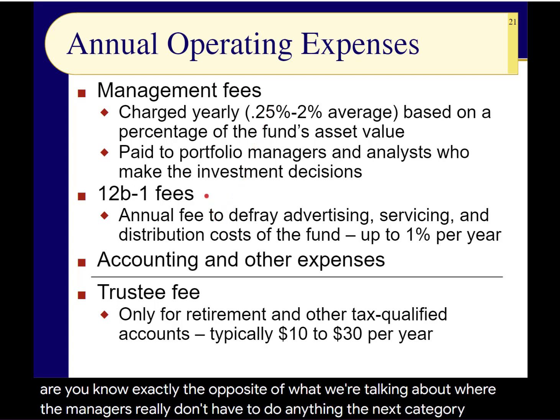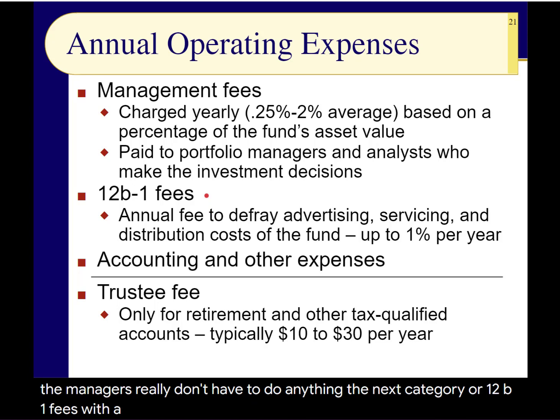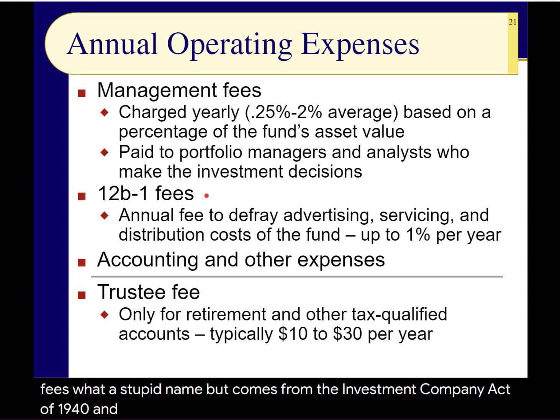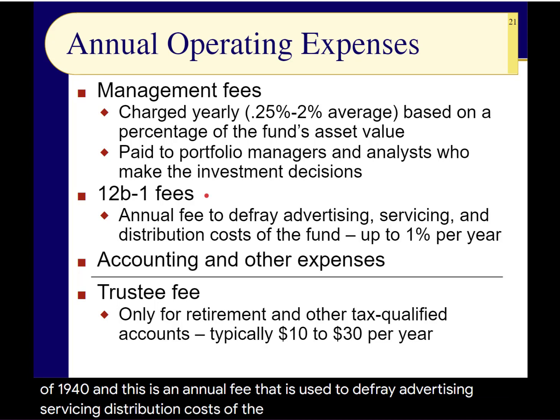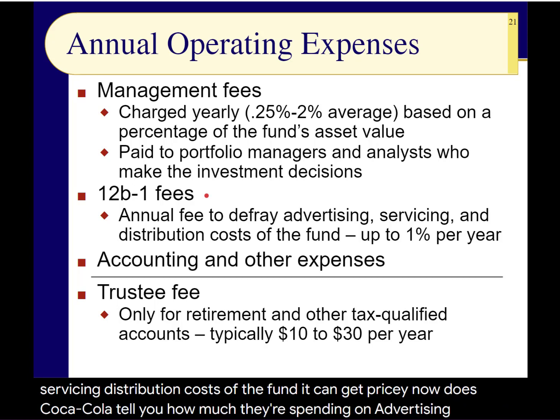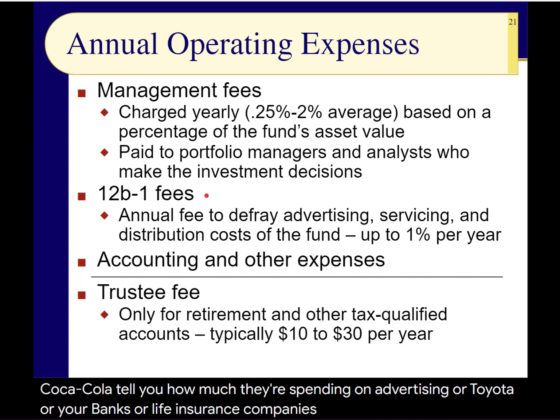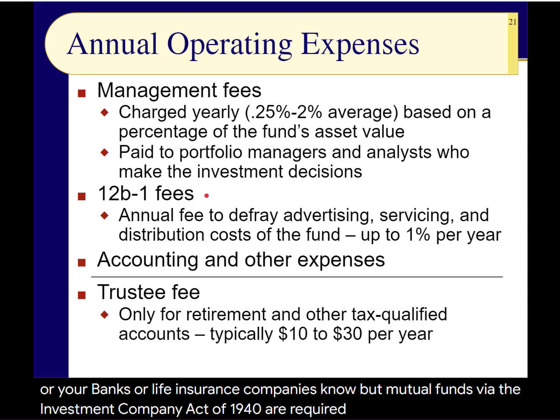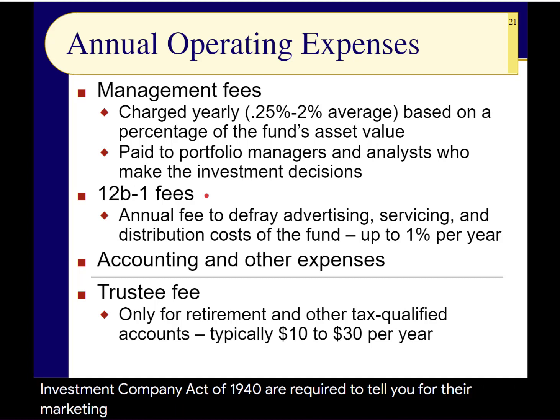The next category are 12b-1 fees. What a stupid name, but it comes from the Investment Company Act of 1940. And this is an annual fee that is used to defray advertising, servicing, and distribution costs of the fund. It can get pricey. Now, does Coca-Cola tell you how much they're spending on advertising? Or Toyota? Or your banks or life insurance companies? No, but mutual funds, via the Investment Company Act of 1940, are required to tell you how much they are charging you for their marketing.